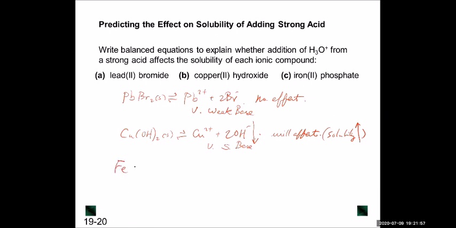The phosphate is 3 minus, and iron 2 is 2 plus. So that's how we should balance this equation. And this dissolving will give you 3 irons and 2 phosphates.